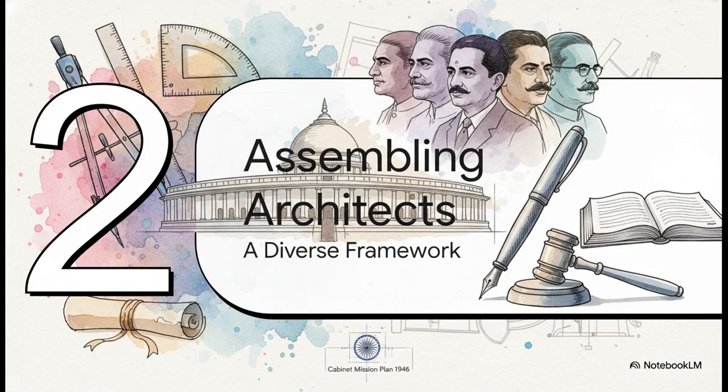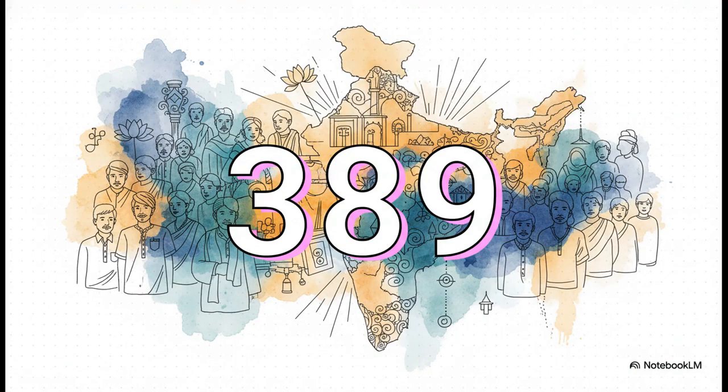Moving right along to Section 2. Assembling the architects. A diverse framework. Look, to build a masterpiece, you absolutely need master builders. The Constituent Assembly was first proposed back in 1946 by the Cabinet Mission Plan, and honestly, it was massive. It originally consisted of 389 members.